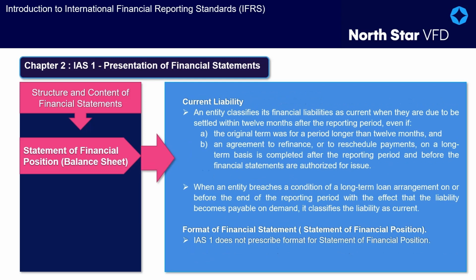When an entity breaches a condition of a long-term loan arrangement on or before the end of the reporting period, with the effect that the liability becomes payable on demand, it classifies the liability as current.